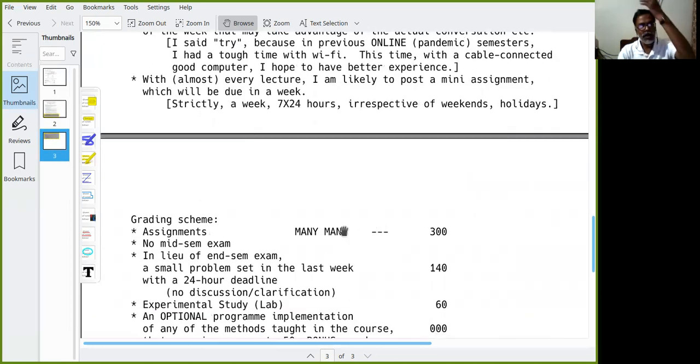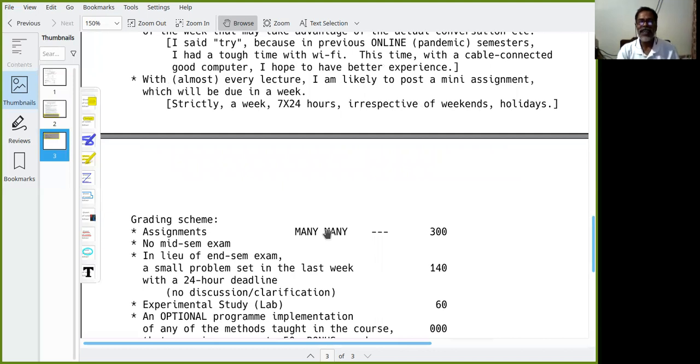Oh, so I should also discuss with you the grading scheme, the grading plan. So assignments, as I told you, with every lecture I will post one mini assignment, maybe two problems. Therefore, the number of assignments will be many. Okay, so little problem sets, two or three problems kind of thing.